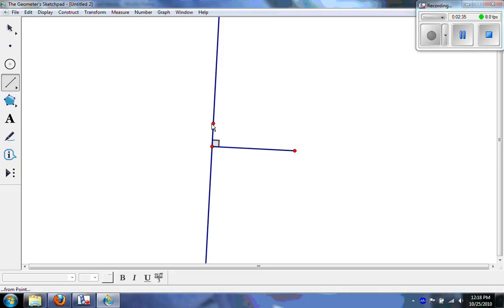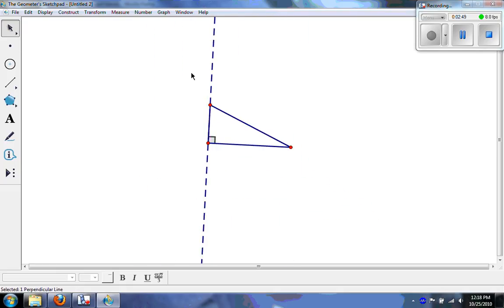Now, I connect my other two sides, and there I have a right triangle with no issues. If I want to actually not have this line going across my paper, I select it and I hide it. Do not delete. Delete will destroy the picture. For instance, if I push delete, everything disappears. I only want to hide that so that you can no longer see it. And that's some of the basics of construction.